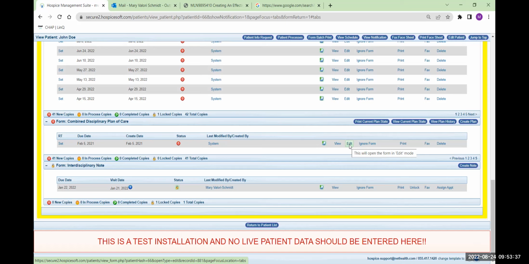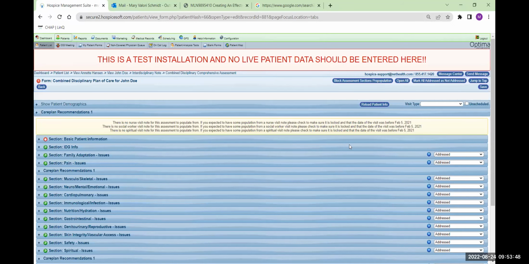And now we're going to look at the combined disciplinary plan of care. When we click edit, it's going to open up this form. And this will also pull from the spiritual, social, and nursing notes. But see how it's saying here, there's no nurse visit note, there's no social worker visit note. So it doesn't have anything to pull. But on a normal patient, there should be a note from each of those disciplines, and it would pull the info. All you would do is click reload patient info, and it should pull the info.